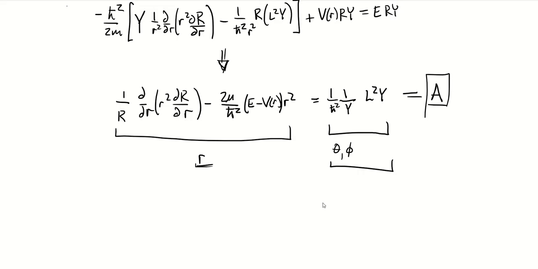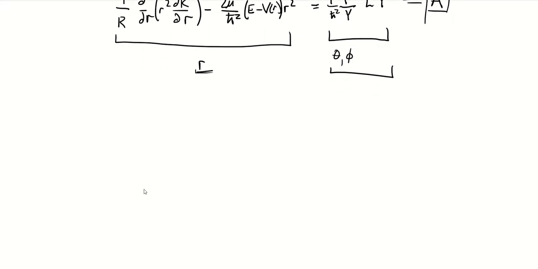So we've now broken down our Hamiltonian into the radial component and the angular component, and we've shown that rather than having one huge differential equation, we can essentially set this side equal to a constant and this side equal to a constant and solve them individually, and that's essentially how we're going to proceed.